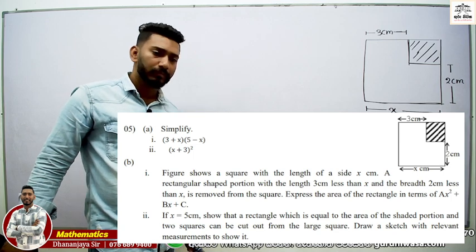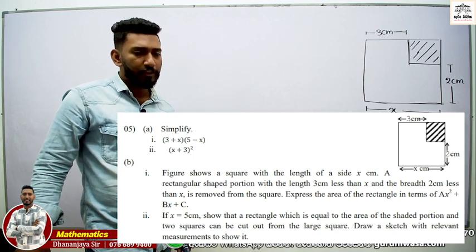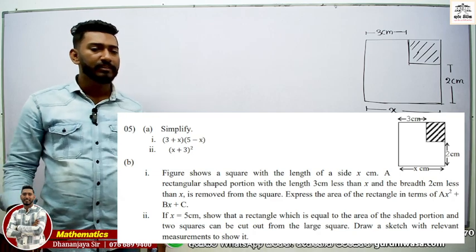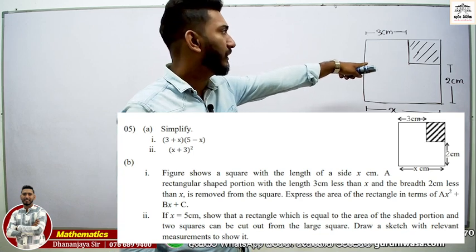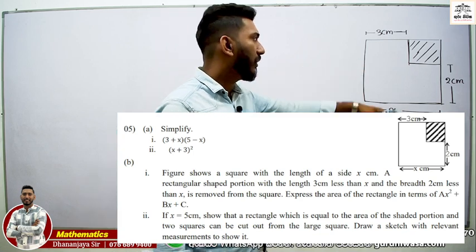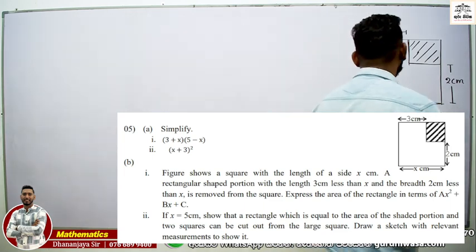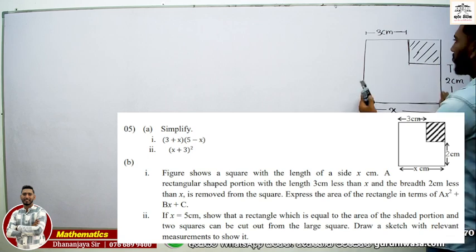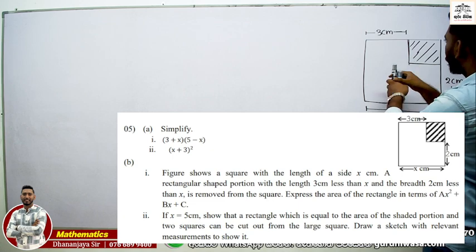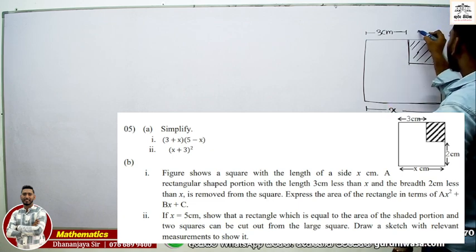Now express the area of the rectangle. The rectangle means the shaded portion, right? Express the area. Now you have to find the length. The length is 3 centimeter less than the x. If the total is x, we must subtract this 3. Therefore the length should be x minus 3.